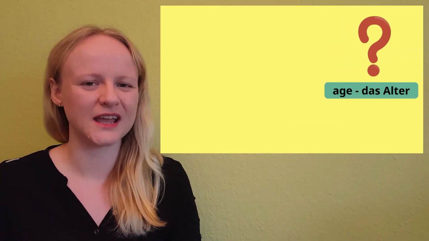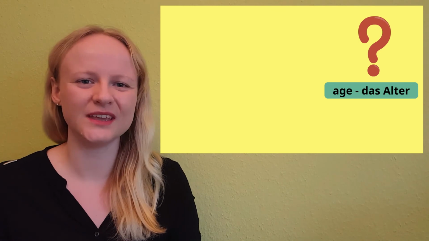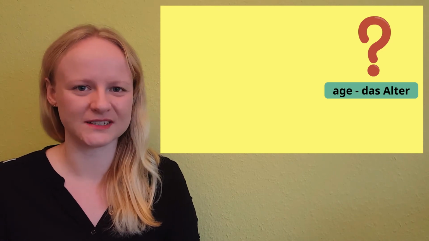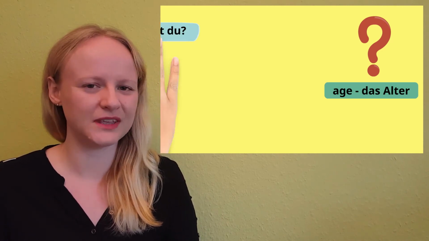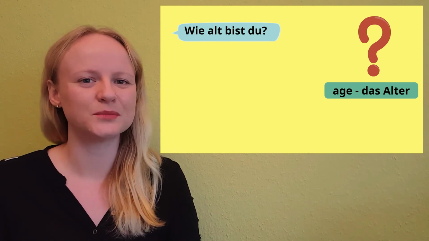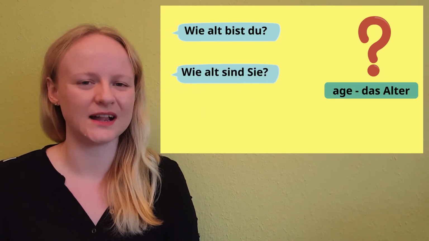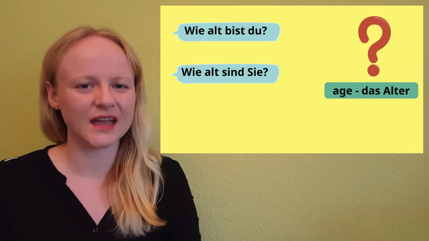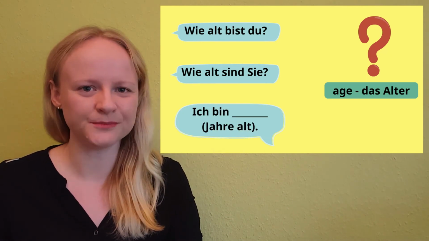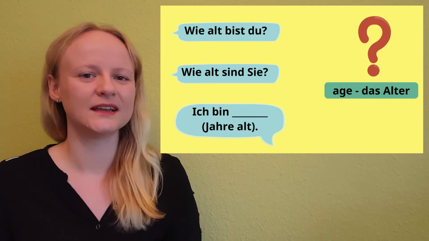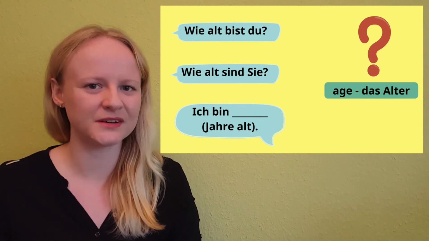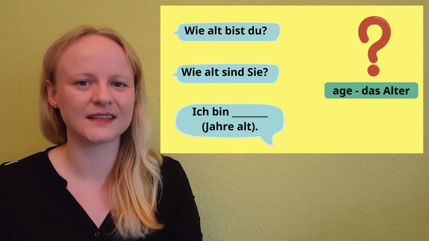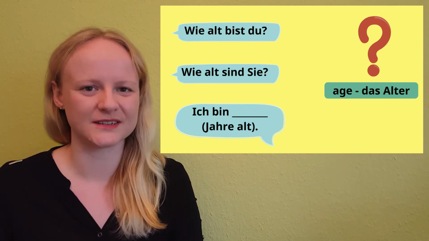Now, how can you actually ask someone about their age? Here again, we differentiate between a polite formal question and the informal way of addressing someone. So you can either ask, wie alt bist du? Wie alt bist du? Oder, wie alt sind Sie? Wie alt sind Sie? And you can then answer by saying, ich bin, and then the number, and Jahre alt, although the latter part is optional. Ich bin 30 and ich bin 30 Jahre alt are both equally correct.